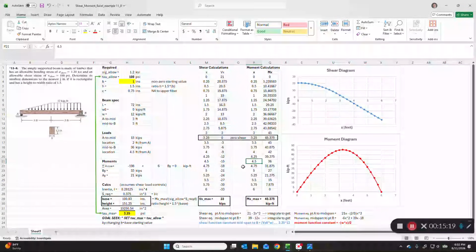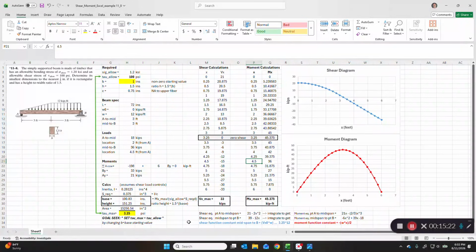So we learned that previously in the lectures in this section in our course. So if you integrate the shear function, 21 minus 2x squared, you get 21x minus 2/3 x to the third, plus a constant. And if you integrate that next part of the shear function from 3.25 down to the end, then you get minus 6x squared plus 39x minus 18. Where does that minus 18 come from? That's the moment function constant, which is the negative of wx over 2. You can see it here. So all the rationale is explained.